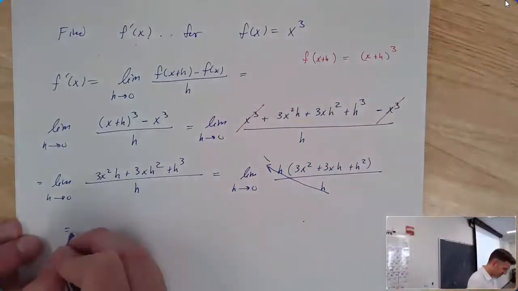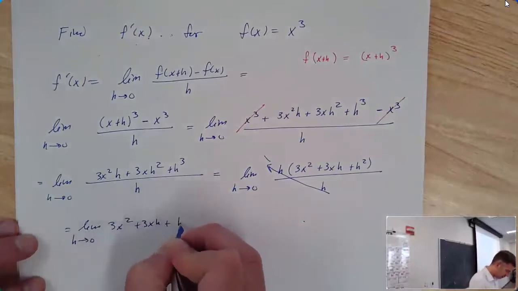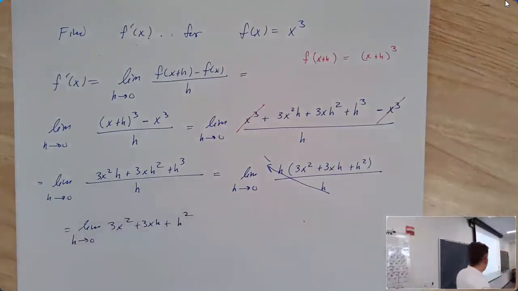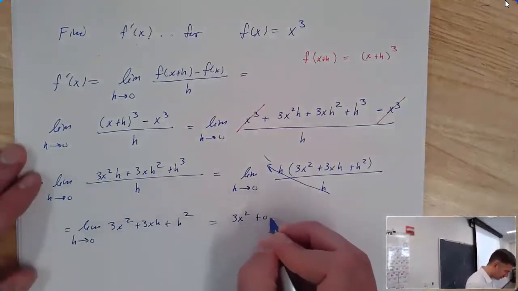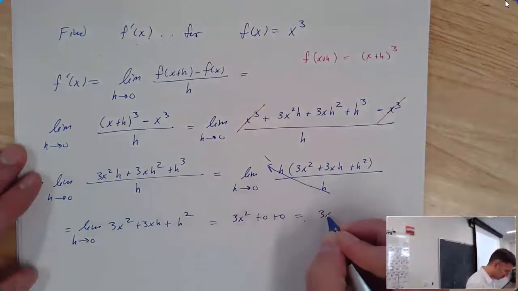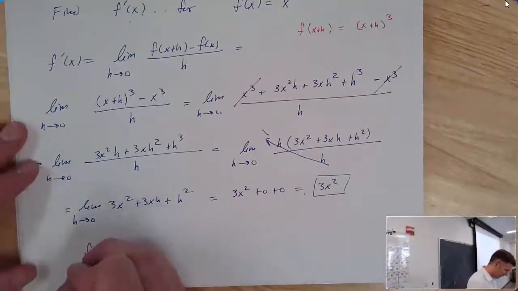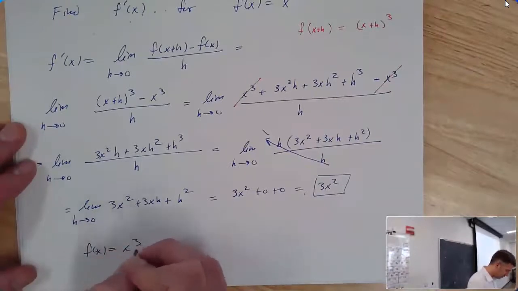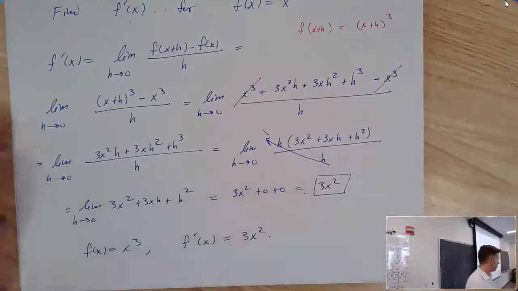And so we're left with the limit as h goes to 0 of 3x squared plus 3xh plus h squared. We plug in 0 for the remaining h's, and we're left with 3x squared plus 0 plus 0, which is 3x squared. So for the function f of x equal to x cubed, the derivative is 3x squared.